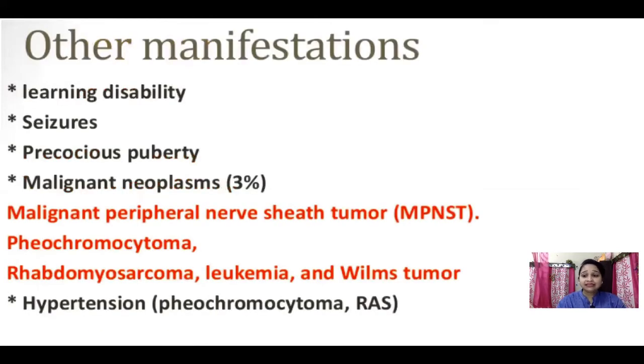Moving on. Other manifestations like learning disability can be seen. A patient comes telling that I can't do well in my maths, or I can't adopt any type of new skill, learning ability is poor. So this can be seen related to this pathological state too. Seizures are a very common symptom seen. Precocious puberty, that is very much common in McCune-Albright syndrome.